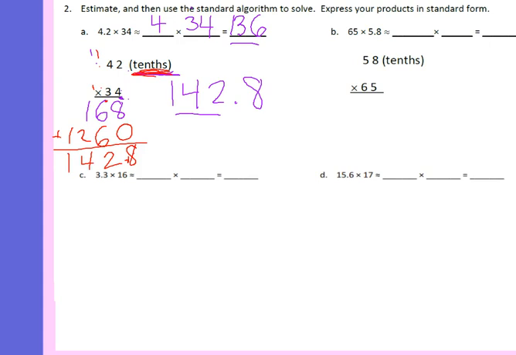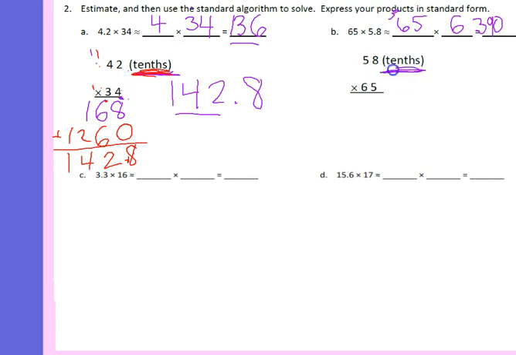65 times 5 and 8/10. So if we leave that 65 the same, and we'll round that up to 6, we can go ahead and figure this one out. 6 times 5 is 30. We'll carry over that 3. 6 times 6 is 36, plus 3, 39. So we're looking at a number around 390.